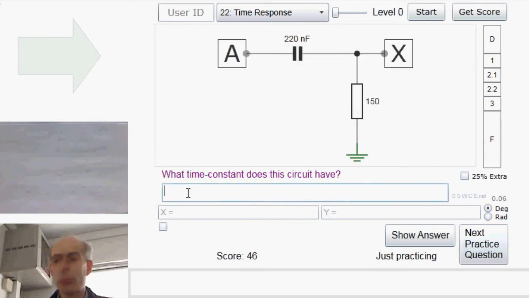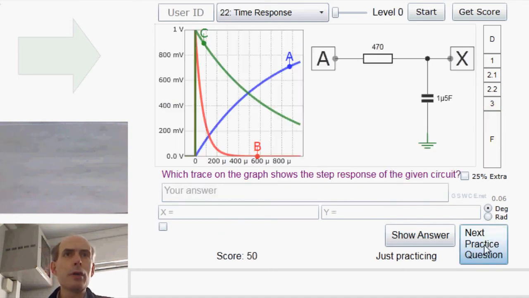Another time constant one. 220 times 150. Boom. Actually, it's a bit different. Which trace shows the step response of this given circuit?